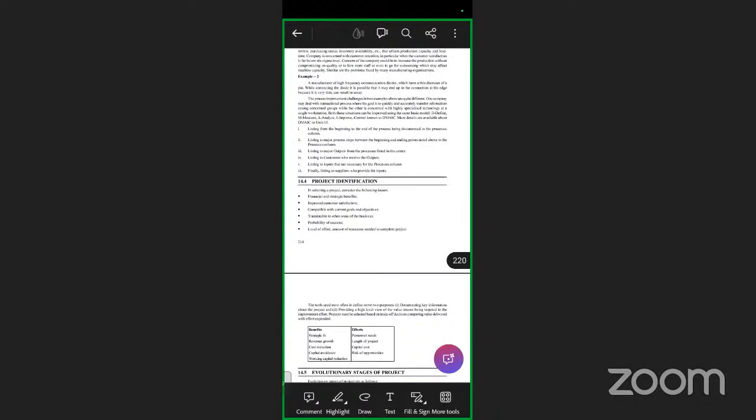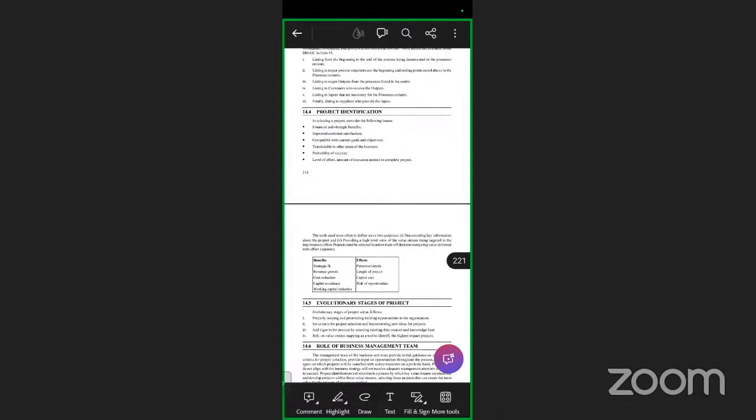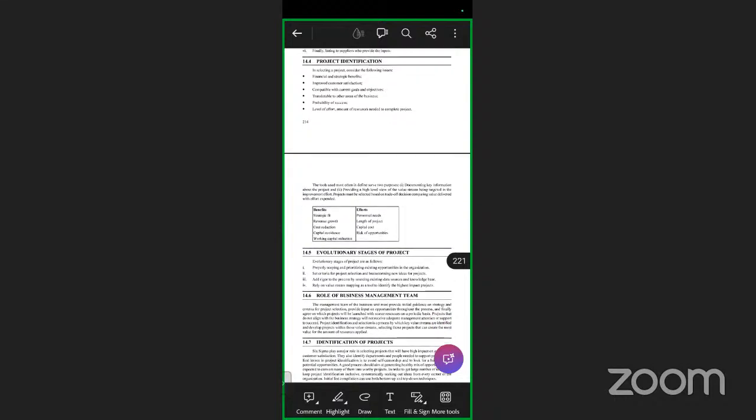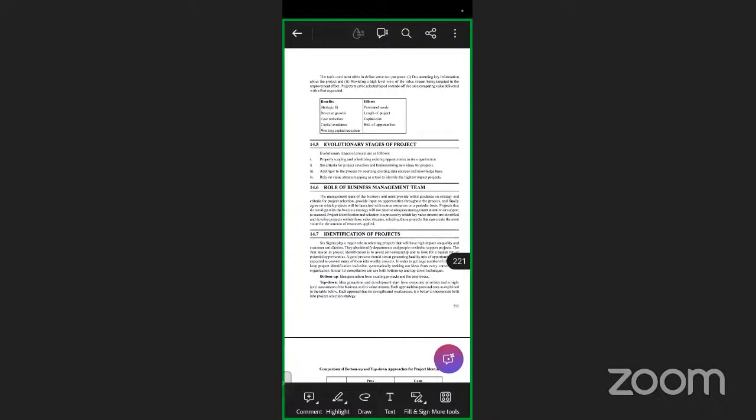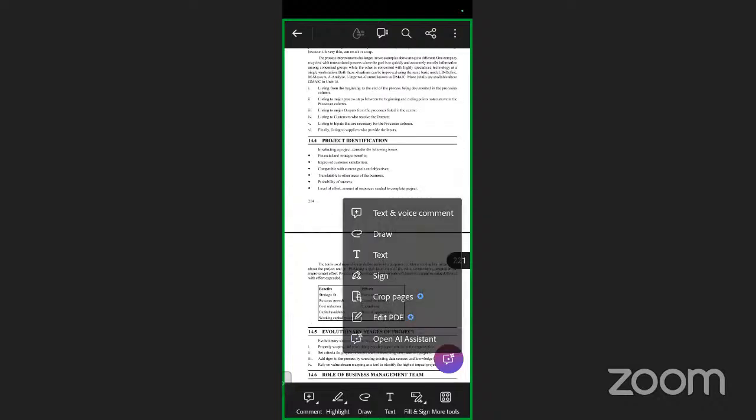And in project identification, they are going to discuss financial and strategic benefits, improvement to customer satisfaction, compatibility with current goals and objectives, translation to other areas of business, and probability of success. Everything they are going to evaluate in project identification.